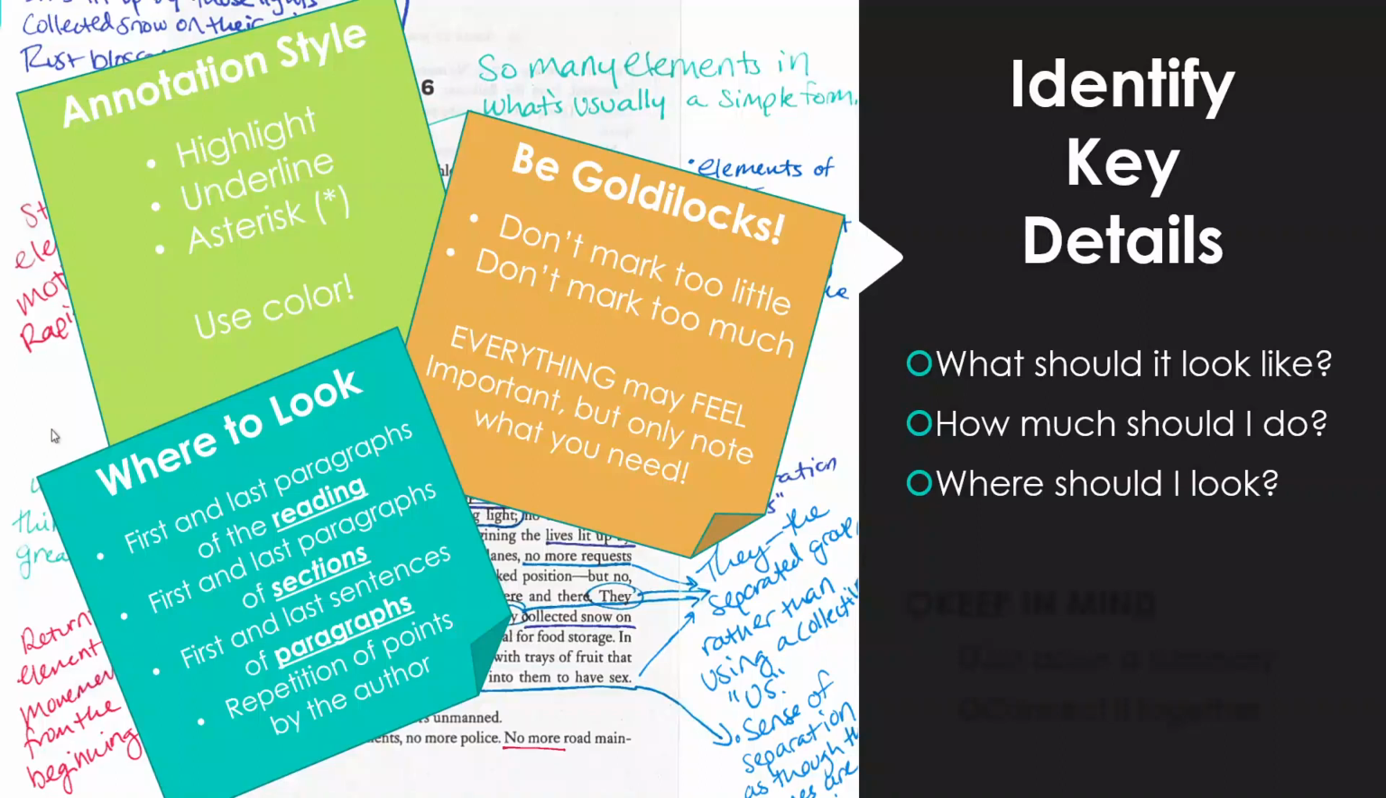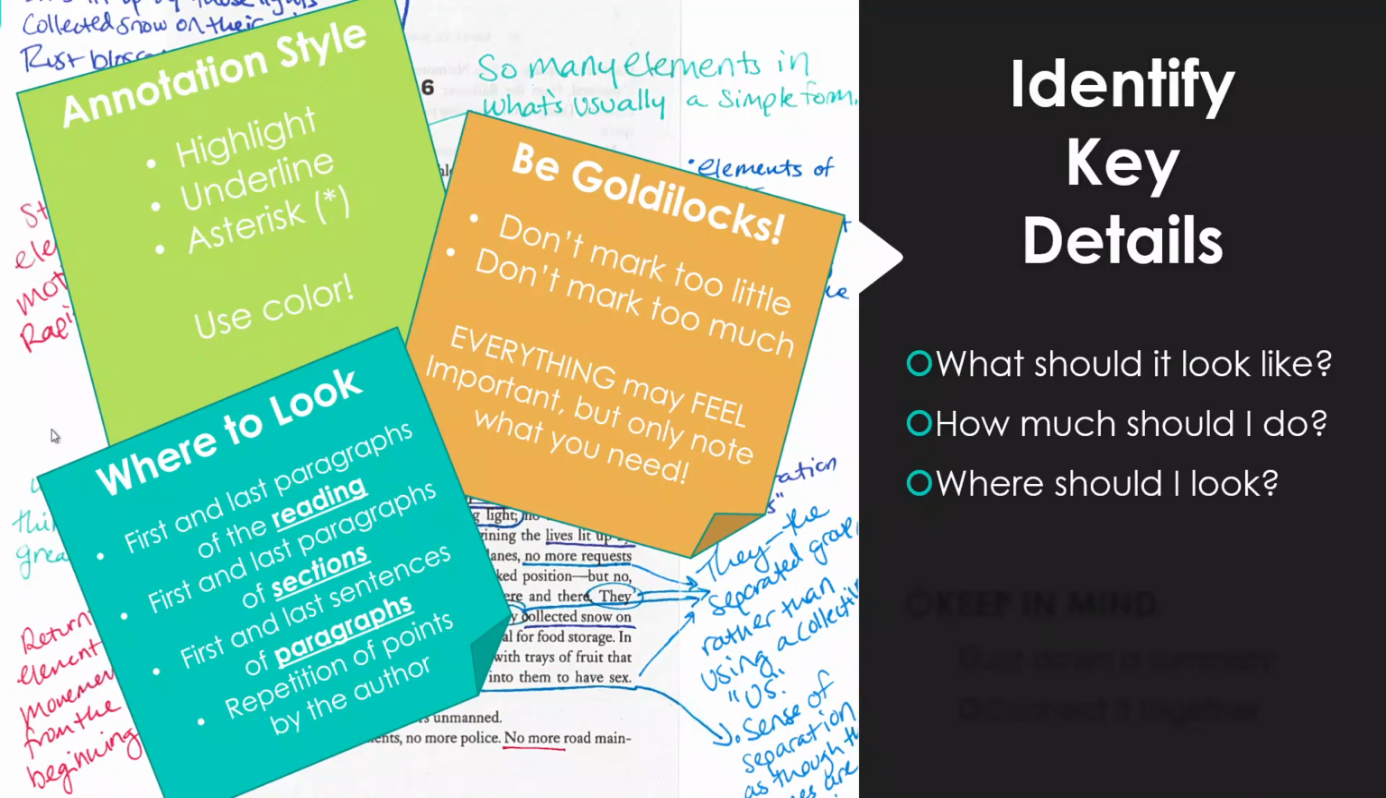Where can you find these details though? I hear you asking. Well, they really can be anywhere in a text, but some good places to look can include the following: the first and last paragraphs of the reading, the first and last paragraphs of major sections, the first and last sentences of paragraphs, and especially when the author repeats themselves. They want you to get it.